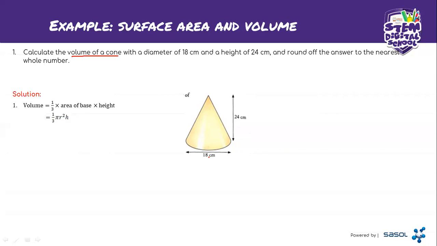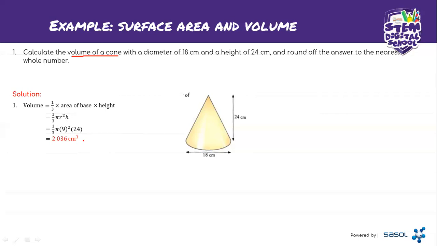Now you can see from this question here, we don't have what? We don't have radius, but we have diameter. But earlier on, remember, we explained the issue around diameter and radius. So we're going to be calculating half of 18, which is 9 in this case, and the height is 24. Then from there, you just press your calculator, and it's going to give you 2036 centimeter cubed. So that's how you should now calculate the volume of a cone.